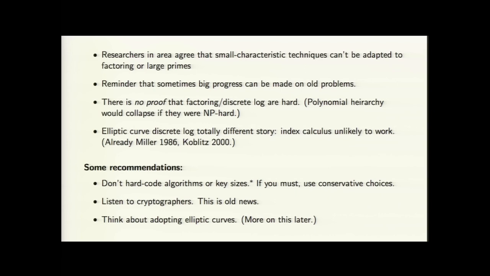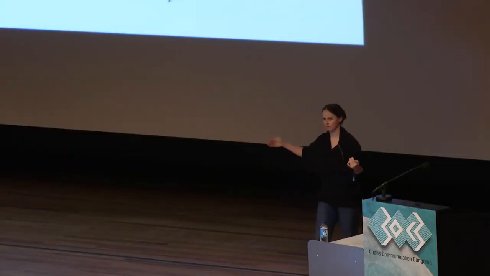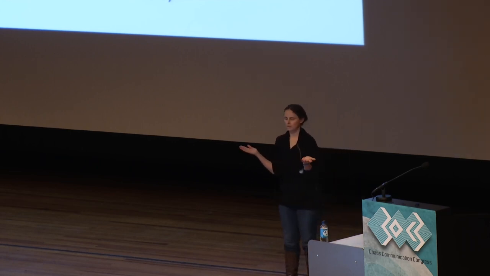The upshot of this, however, is that no, we don't know how to adapt these big improvements for small characteristic fields into the cases that we care about in cryptography now, like large characteristic primes or factoring. But this is a reminder that sometimes big progress can be made on old problems. There was very little progress for 2 decades, and then all of a sudden there was a massive improvement. We do not know the end of the story for factoring, as far as I can tell. There's no proof that these problems are hard in the complexity theoretic sense, and therefore, just because nothing has happened for 2 decades doesn't mean that something cannot happen.